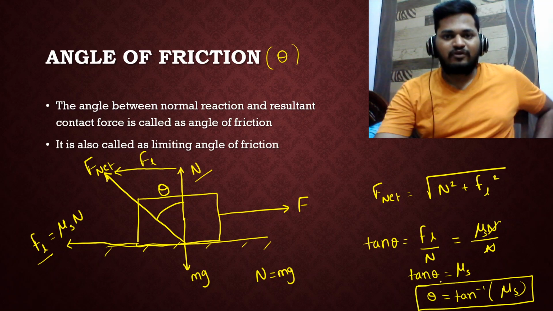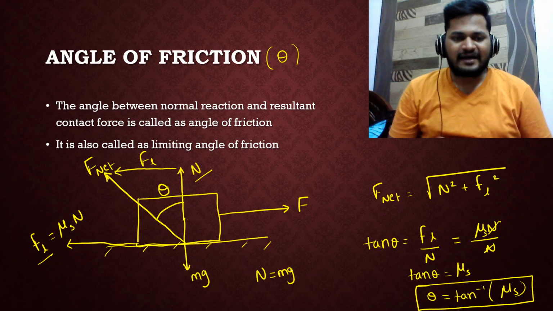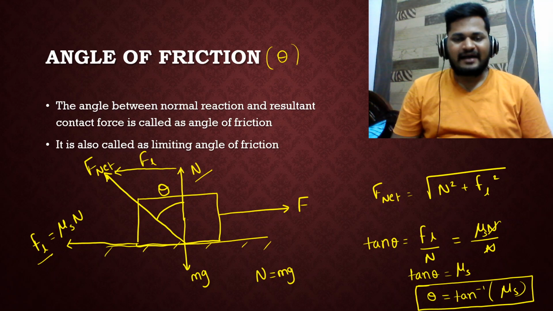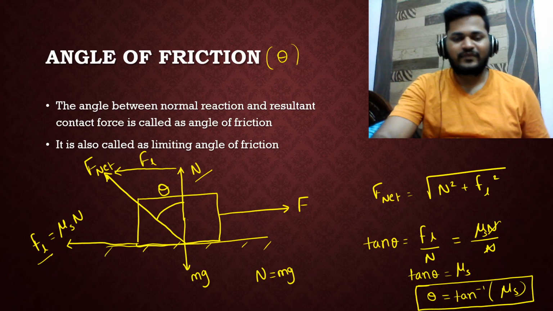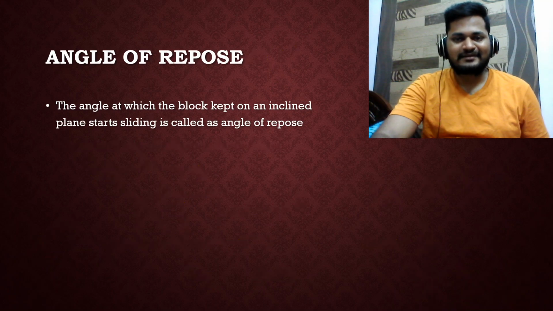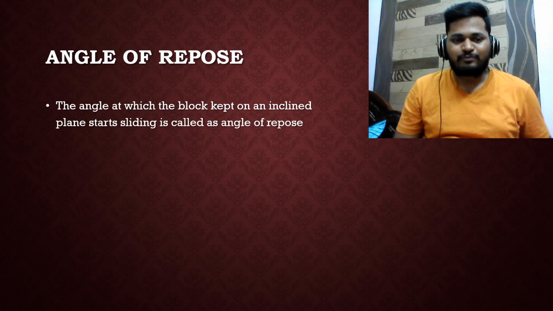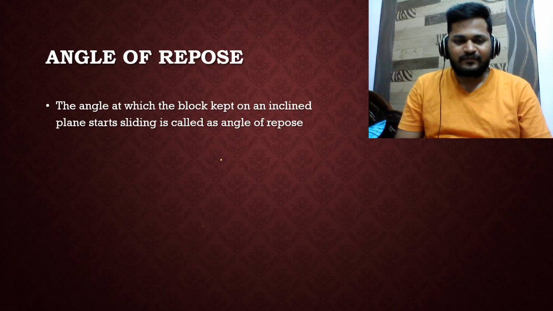That is the formula of angle of friction: tan inverse of mu suffix s. So angle of friction is the angle between normal reaction and net contact force. It is also called the limiting angle of friction. Okay, next. Angle of repose: the angle at which a block kept on an inclined plane starts sliding.